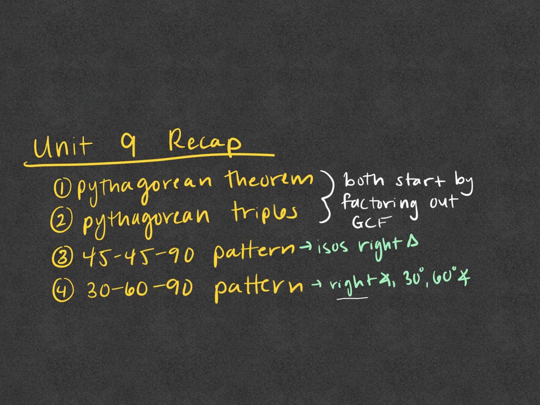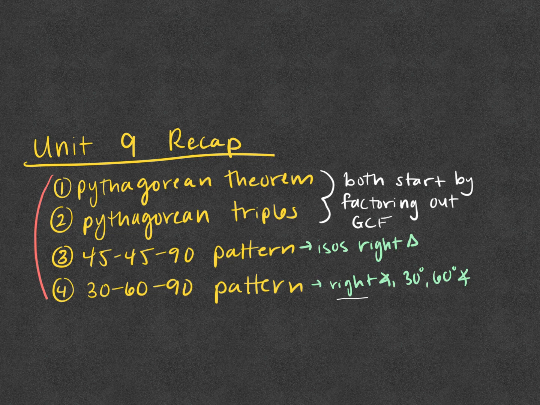Both of these you would start out by factoring out a GCF when you're working without a calculator, which makes the number smaller and/or makes the triple appear. We did the 45, 45, 90 pattern, which comes from drawing a diagonal in a square, and you end up with an isosceles right triangle. And then the 30, 60, 90 pattern comes from drawing an altitude in an equilateral triangle. And in there we have a right angle, a 30-degree angle, and a 60-degree angle. And we found out the patterns to find sides. All four of these are finding sides in right triangles.